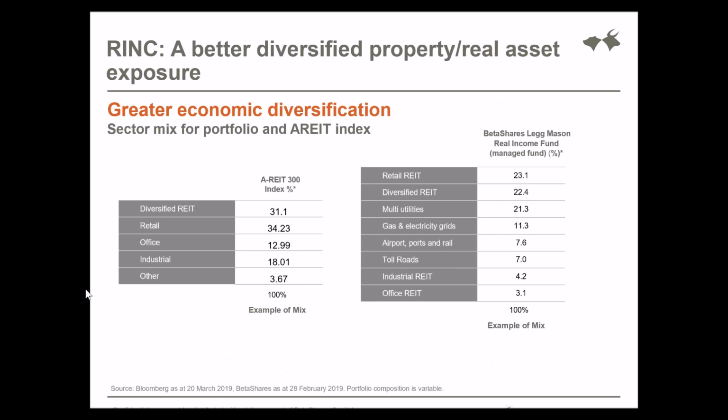Then you've got listed properties. Again, we have a couple of exposures here. The main one is RINC. That's the code, RINC. It gives you quite diversified exposure to both commercial property and utilities and infrastructure, such as toll roads, airports, these sorts of things. As you can see, compared to a typical listed property index, it's much more diversified.